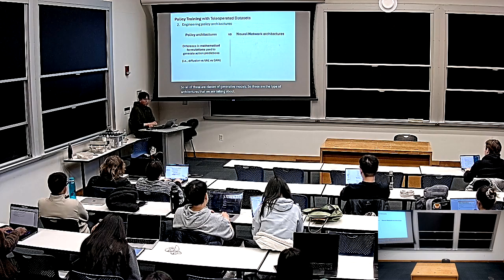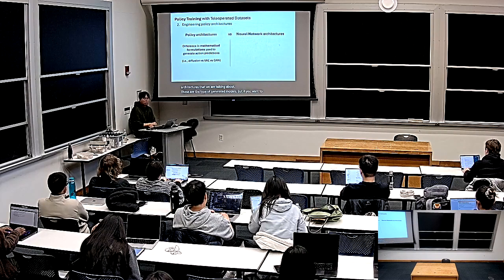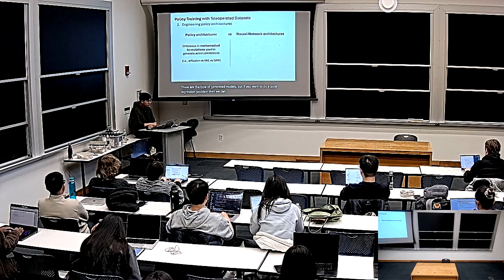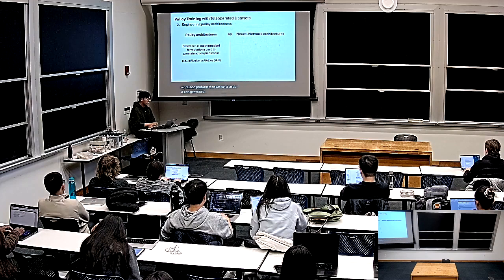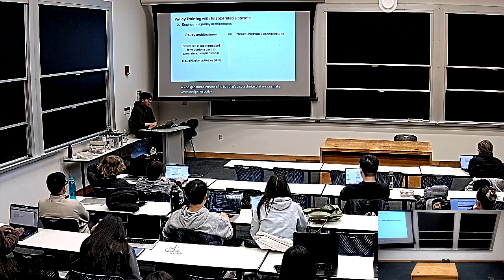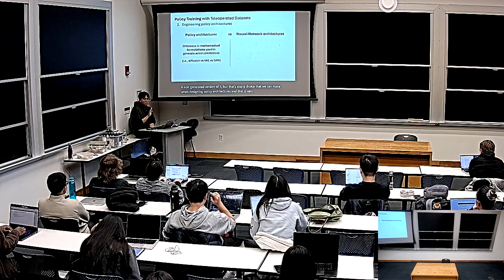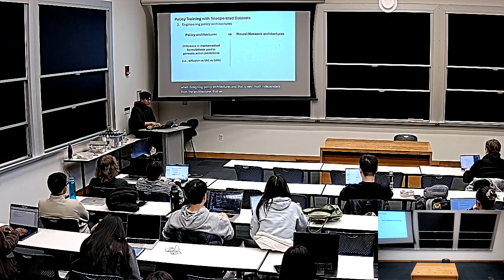These are the types of generative models, but if you want to do a pure regression problem, then we can also do a non-generative version of it. That's also a choice we can make when designing policy architectures, and it is very much independent from the architectures that we use for neural networks.